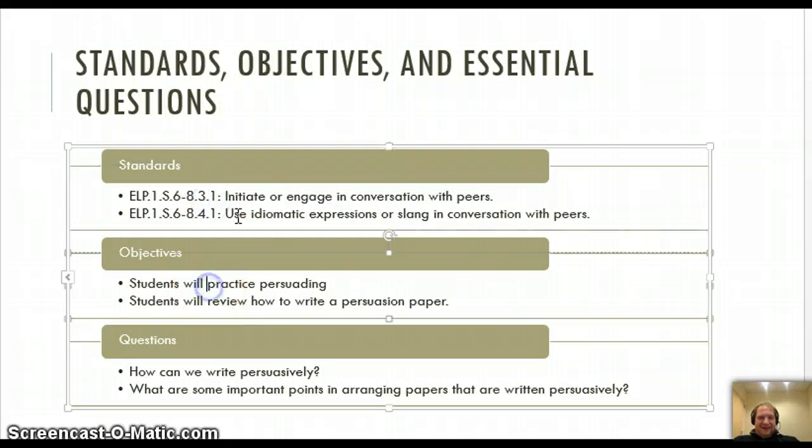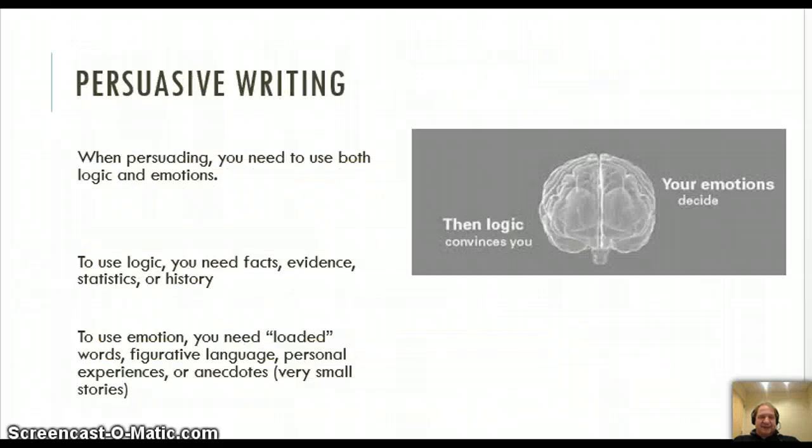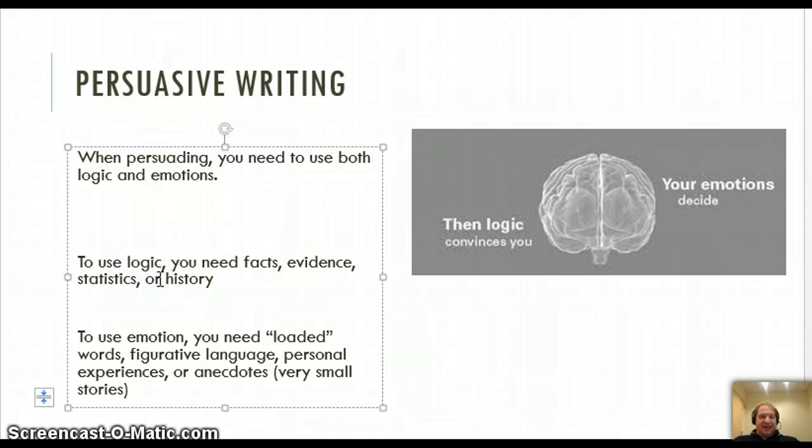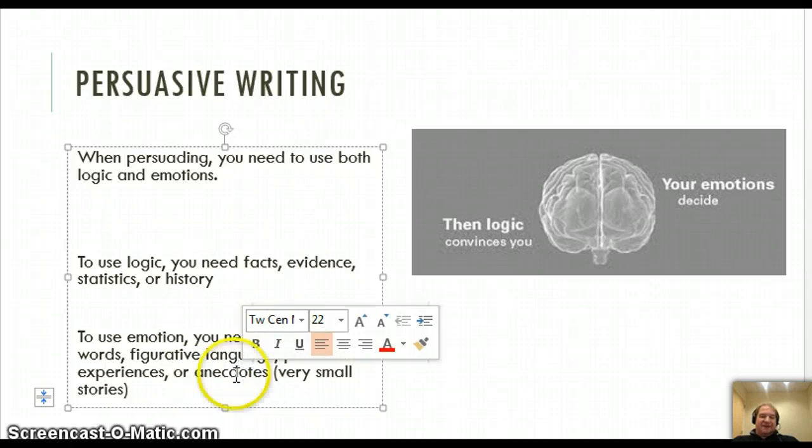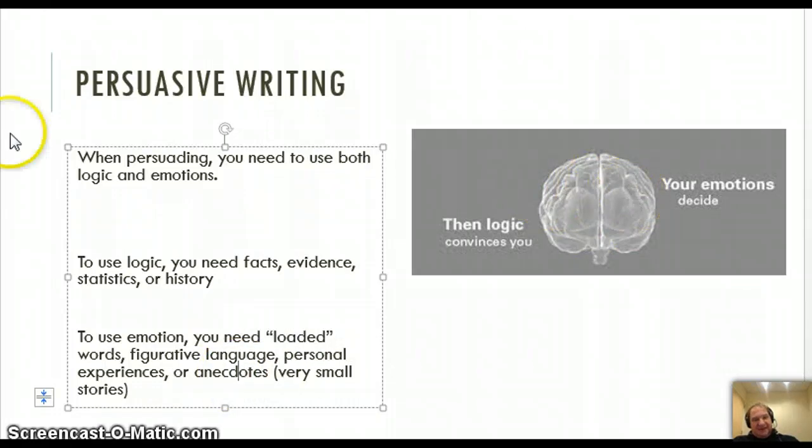These might look a little different on the PowerPoint you have, but we're going to look at how to write a persuasion paper. The big thing to remember when persuading, you need both logic, left brain, and emotions, right brain. To use logic, you need facts, evidence, statistics, history, things that are definitely true. Emotion: loaded words, words that make you feel something, figurative language, personal experiences, anecdotes, very small stories. If you do this right, you'll hit both parts of my brain.